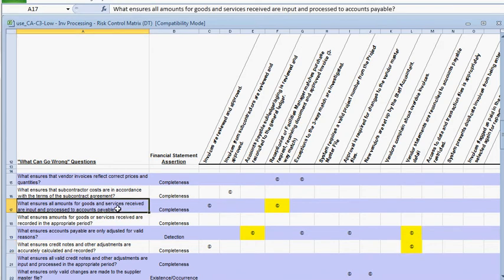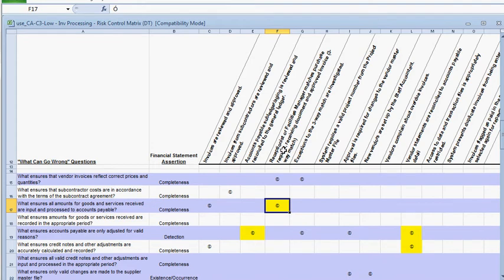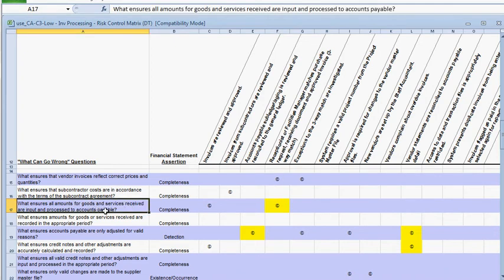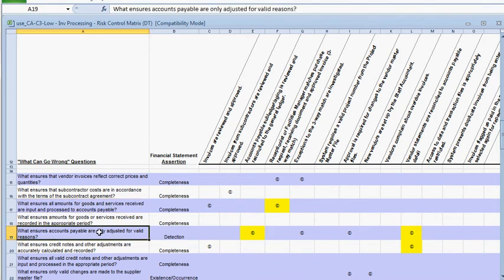So, what ensures that all amounts for goods and services received are input and processed to accounts payable? If we answer that, the person who directly deals with the invoices and puts them in themselves, it can be a receptionist, facility manager, whoever, matches the purchase request and receiving document to get a three-way match. Once all those three-way matches are determined, you can see that it's processed correctly with accounts payable and the goods and services. The other good question that comes up a lot is, what ensures accounts payable are only adjusted for valid reasons?